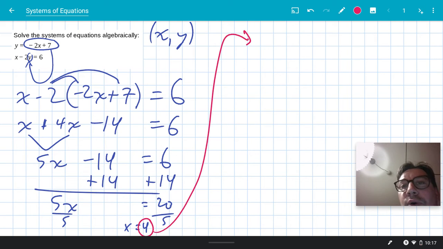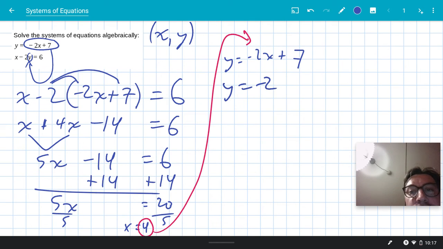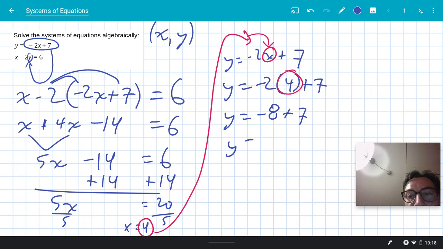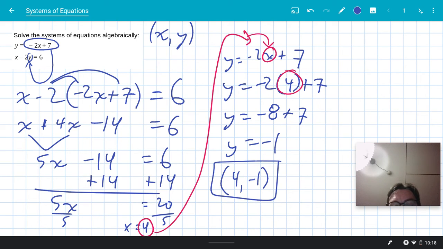Okay, now in this case, I'm going to substitute it back into the first one, y equals negative 2x plus 7. Y equals negative 2 times, in this case, 4 plus 7. But I could use the other equation if I wanted to. All right, so let me just make sure that you see what we're doing there, right? So now I'm going to figure out what y is. Negative 2 times 4 is negative 8 plus 7, so y is negative 1. So my answer is 4 comma negative 1. That's the point that they both intersect.